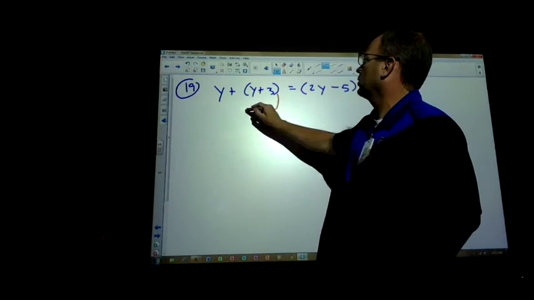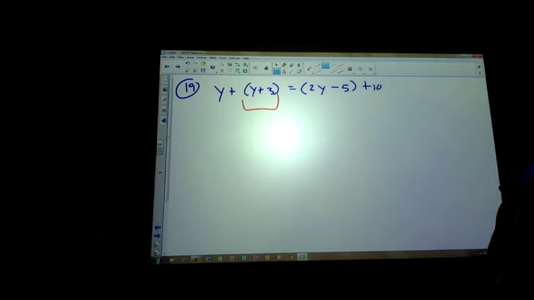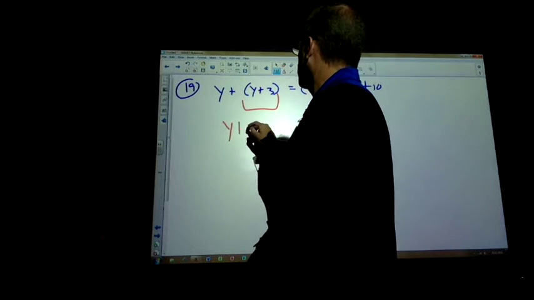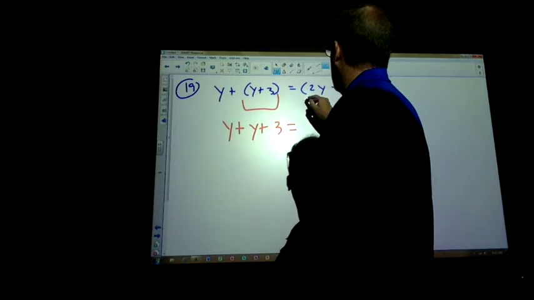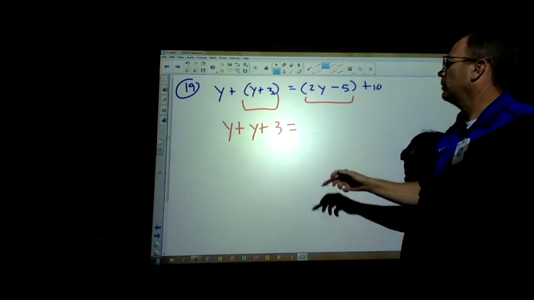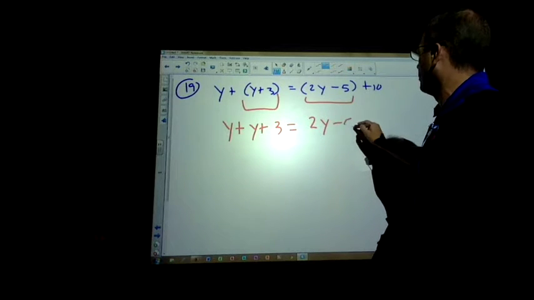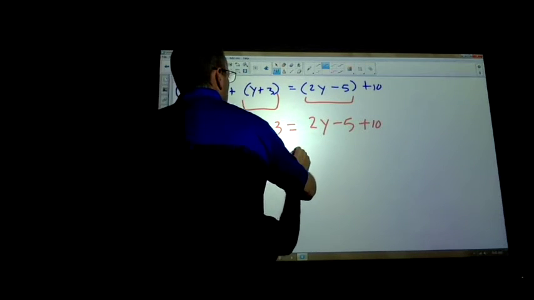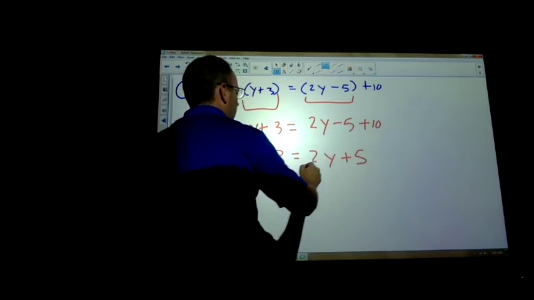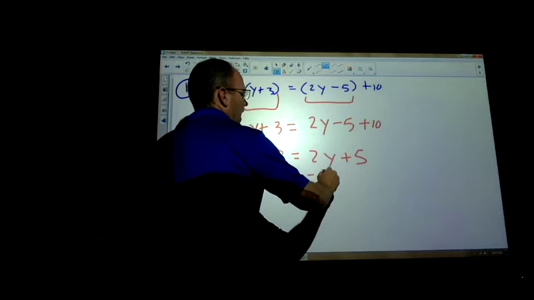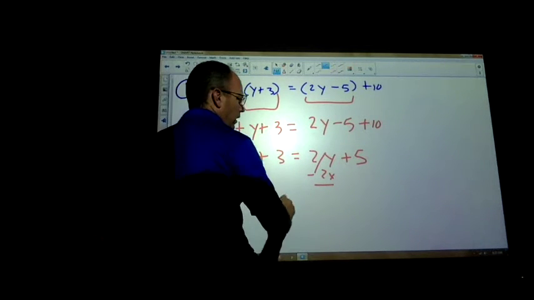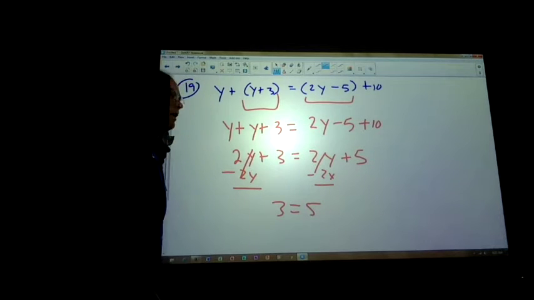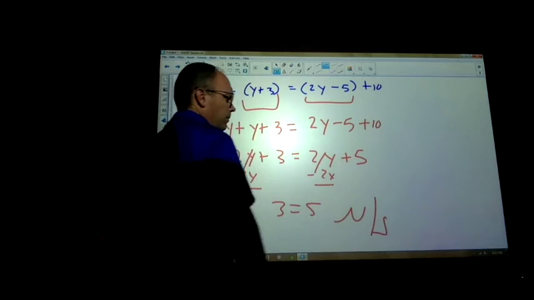Am I allowed to just drop these parentheses as they sit? Yes. Okay? Everyone feel okay with that? Can I drop these parentheses as they are? Yes. I'm not distributing anything over them. They're just grouped for whatever reason. So then if I add these together, I get 2y plus 3 equals 2y plus 5. If I subtract 2y from either side, we get something weird like 3 equals 5, or you could have gotten 0 equals 2, which is weird. That shouldn't happen. So that means there's no solution to this problem.